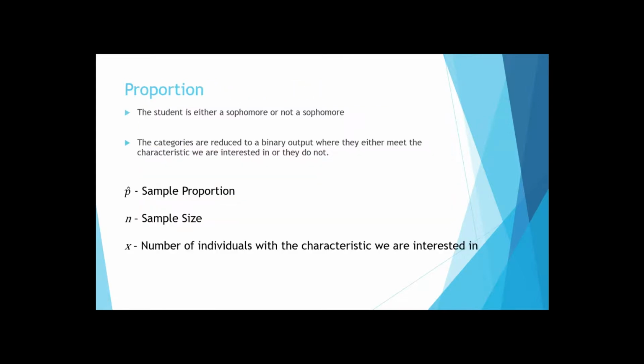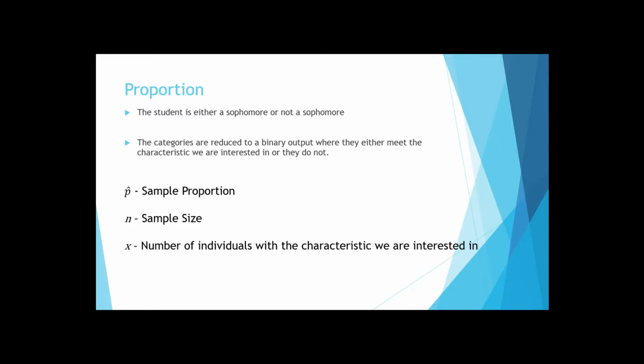Before we get there, when we talk about the proportion, we have to reduce this to a binary type of outcome. Either the student is a sophomore or they're not a sophomore. They're a freshman, a junior, a senior, a super senior, or they didn't identify. So we're reducing that outcome to a binary type of response. We're only interested in those that are sophomores. The sample proportion is denoted with a p hat. The p hat indicates that that's the sample proportion. P without the hat over the top of it indicates, at least in our class, a population proportion. Some textbooks will use the symbol pi for the population proportion, just so you're aware of that.